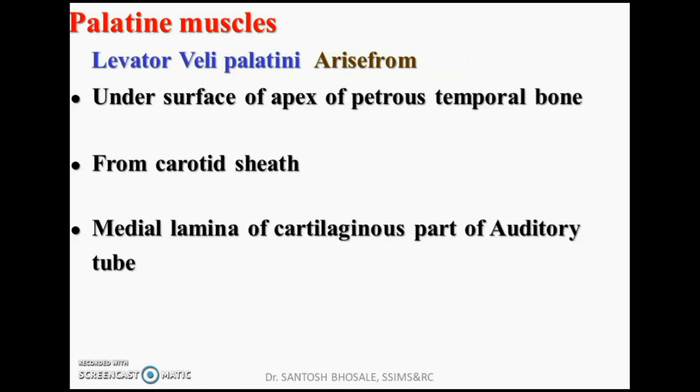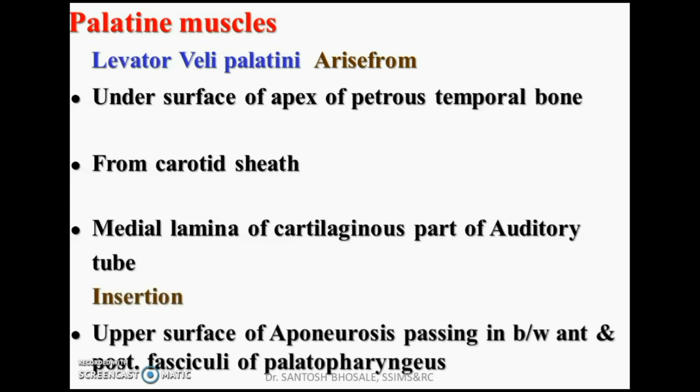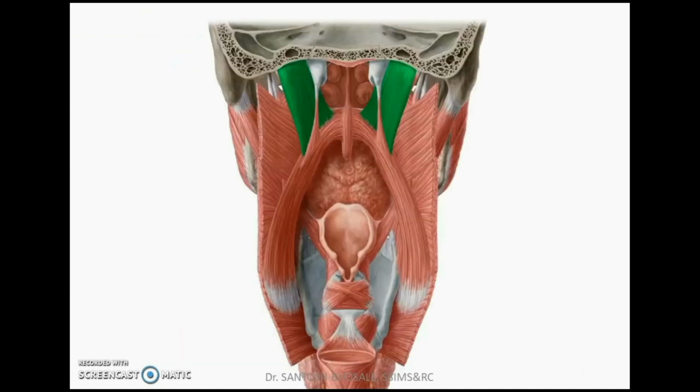And coming to levator veli palatini, it arises from the undersurface of the apex of petrous temporal bone, carotid sheath, median lamina of the auditory tube, and inserts to the upper surface of the palatine aponeurosis between anterior and posterior fasciculus of the palatopharyngeus. The name itself says it is a levator veli palatini. It elevates the palate during deglutition so that the food won't regurgitate from the oropharynx to nasopharynx.